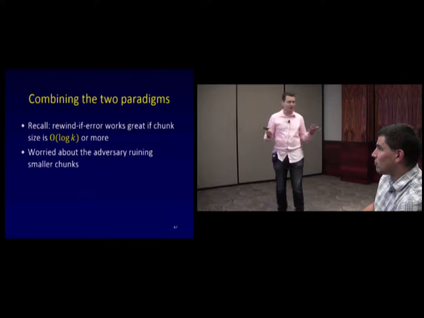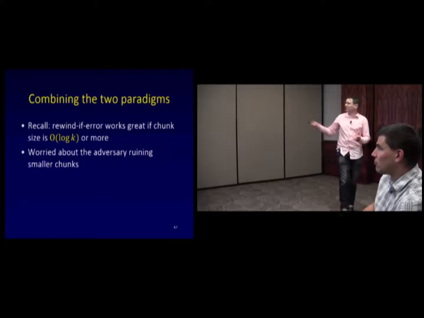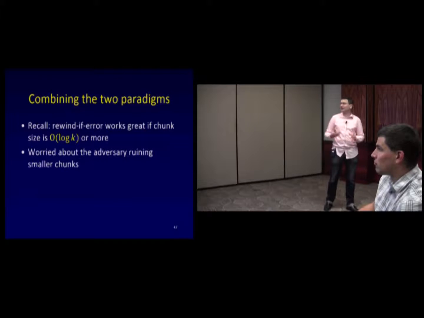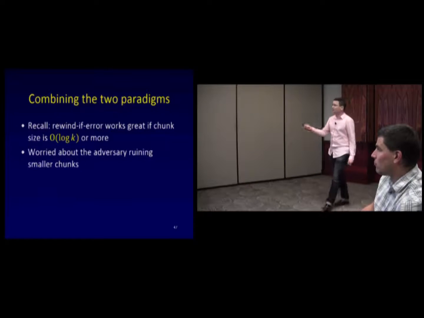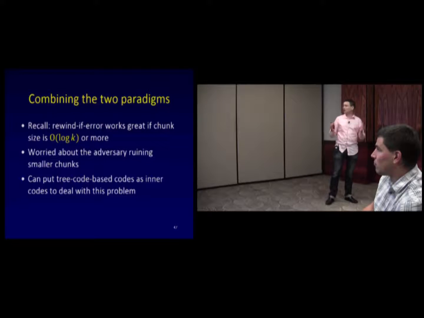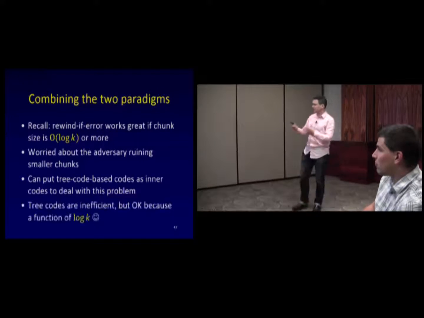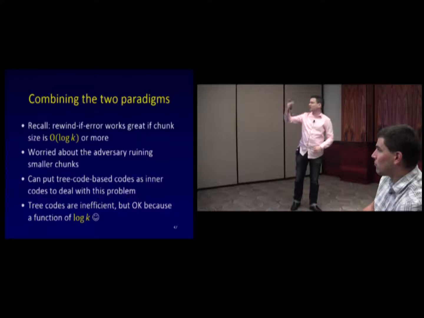Okay, so how can you now profit by combining the two paradigms? The pain was, once we got to chunk sizes of size log k or more, you have hashing and you're in pretty good shape. We are worried about the adversary ruining small chunks. So basically what you can do is put the tree code in charge of dealing with small chunks, as an inner code, and you deal with the rewind-if-error paradigm at the larger scale.